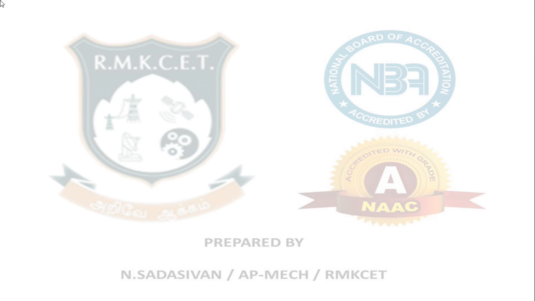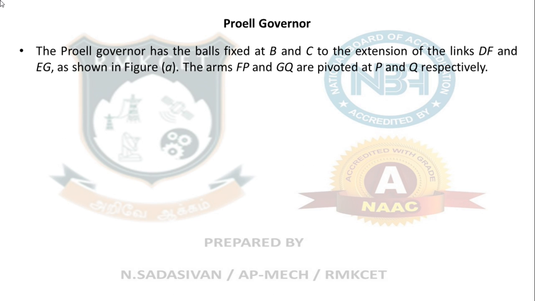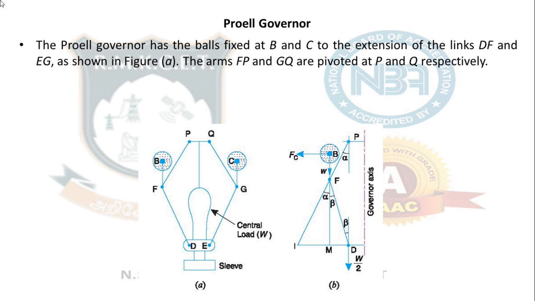Next, the third type of governor we are going to see is the Proell governor. How this Proell governor is different from the Porter governor is in its construction. Look at this diagram. It is almost similar to the Porter governor, but the difference is in how the centrifugal balls are mounted.